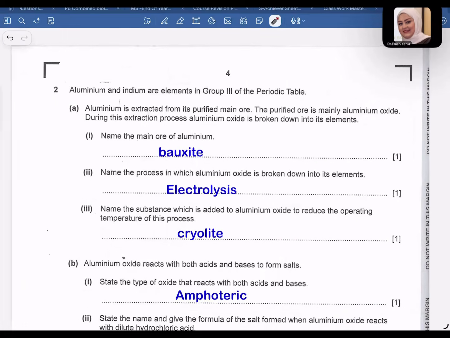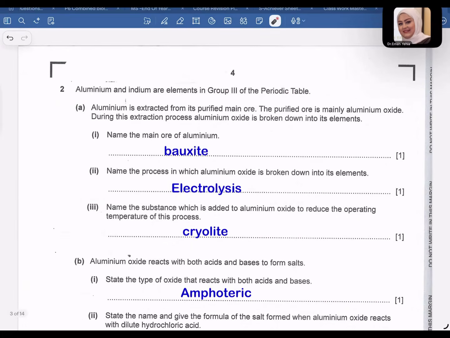Next, question number 2. Aluminium and indium are elements in group 3 of the periodic table. Aluminium is extracted from purified ore, mainly aluminium oxide. During this extraction process, aluminium oxide is broken down into its elements. Name the main ore of aluminium, which is bauxite.